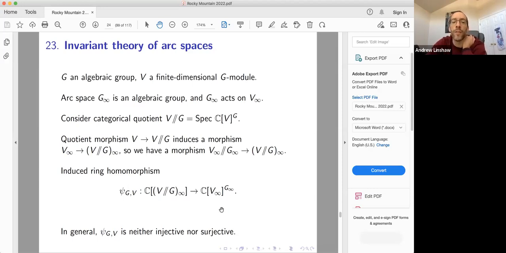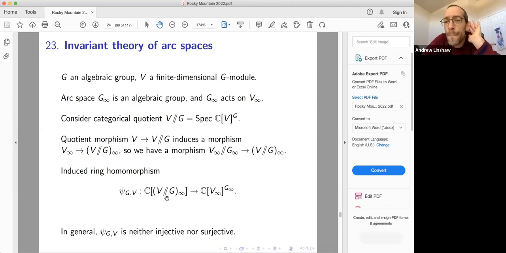It can also fail to be injective because the ring on the right side is a subring of a polynomial ring. So in particular, it's always an integral domain. But even though V mod mod G can be an integral domain, when I take its arc space, that can fail to be reduced. This can have nilpotents.